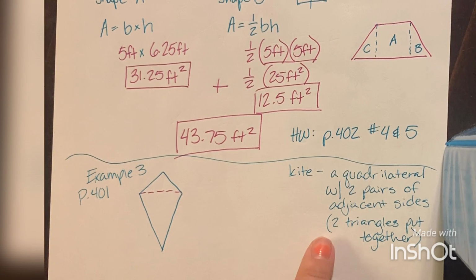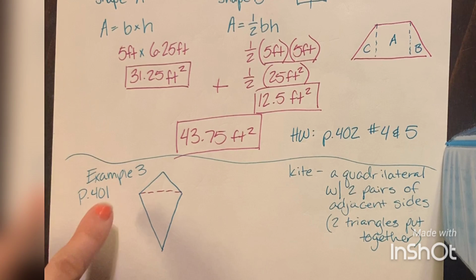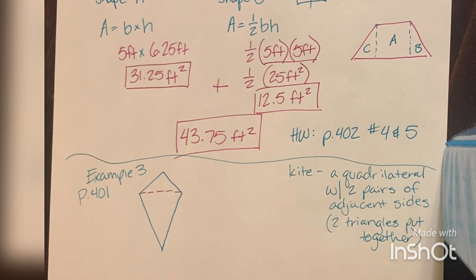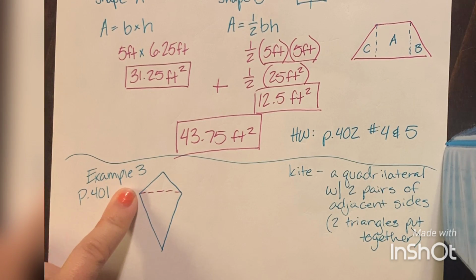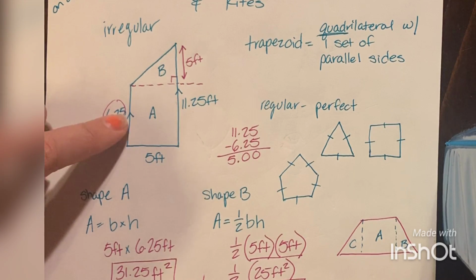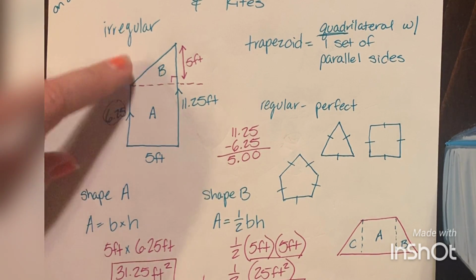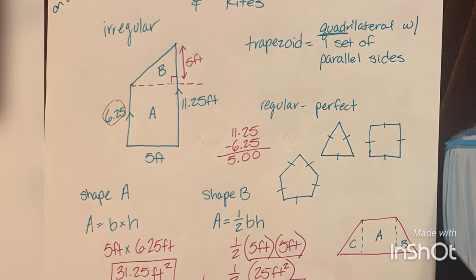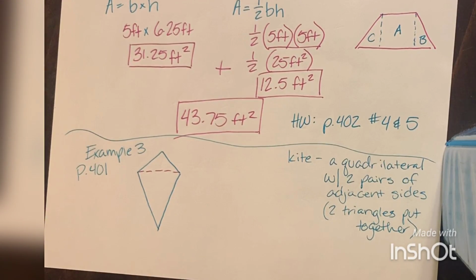But as you can see, I put in parentheses, there are 2 triangles put together. That part's not in the book. I didn't write all the lengths that they have on the kite so I could show you that if you put this line right across to separate the 2 pairs of adjacent sides, you'll see that it's actually just 2 triangles. So just like we did for the trapezoid, we can find 2 different areas and put them together. That's what we're going to do with the kite.